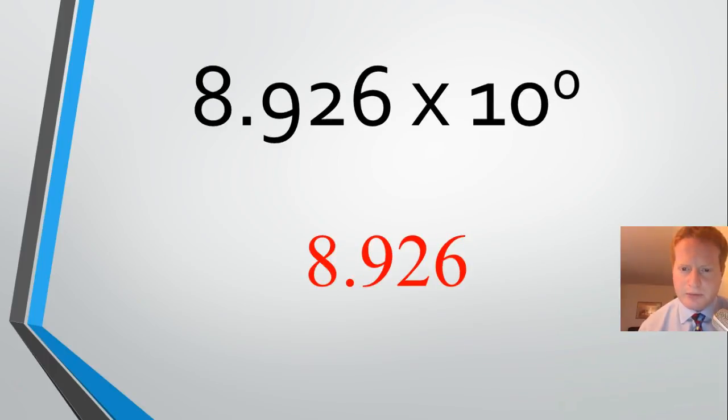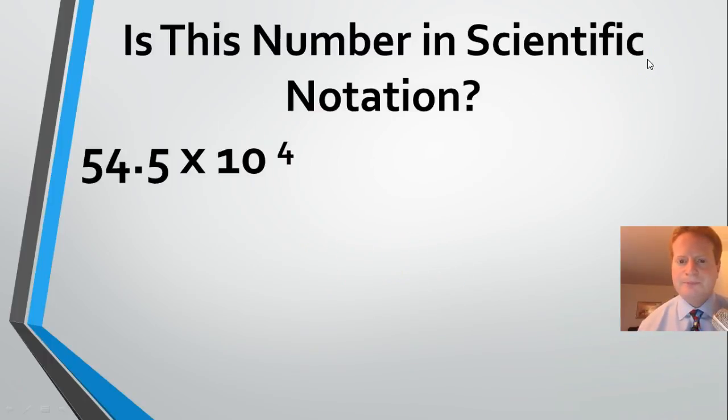Now, what do you think of this one? This one's actually a little bit tricky. A lot of people would say you get 0 for this, but actually 10 to the 0, or anything to the 0 power, is going to be 1. And therefore your answer is going to be 8.96, just 8.96, because you're multiplying it by 1. So just a side note, anything to the 0 power is a 1, so this is what we get.